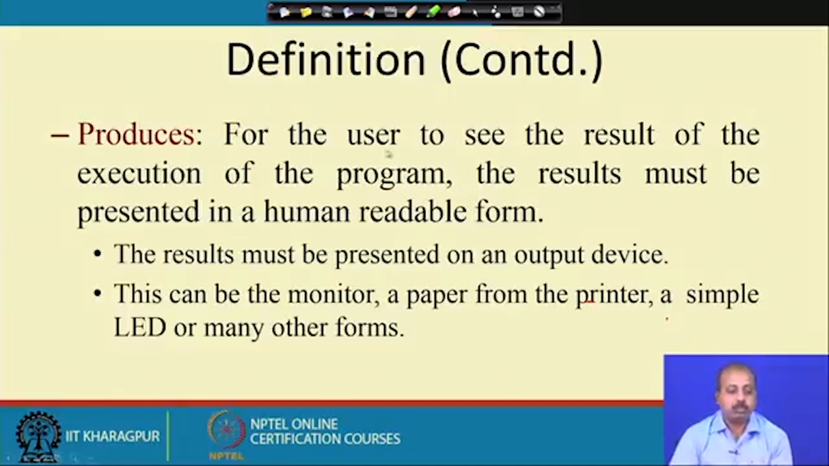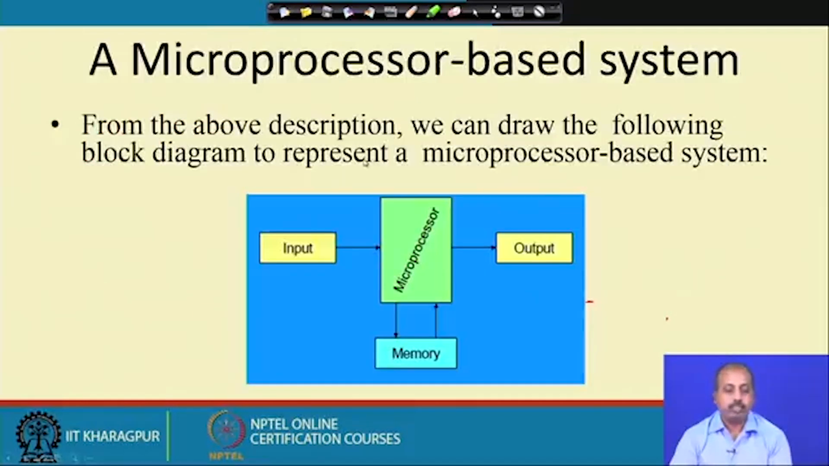And finally, the produces part we have already discussed. It is actually showing the result to the user. So, the overall picture is like this. If this is the microprocessor, it has with it some input devices by which the input data, the program data, can be taken, and it is producing some output which is going to the output device.